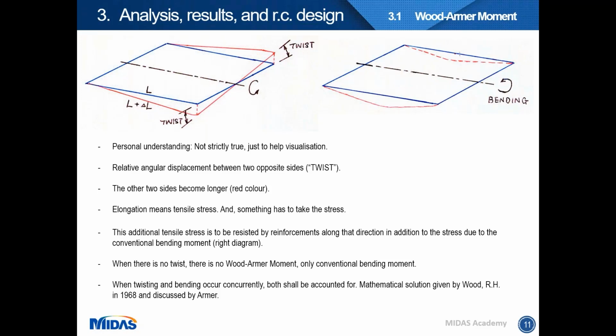So this stress is in addition to the stress created by the bending along the same axis. The mathematical solution for this kind of twisting moment was given in 1968. So it has to be accounted for. Sometimes the Wood and Armer moment would be insignificant, but sometimes it would be very significant.